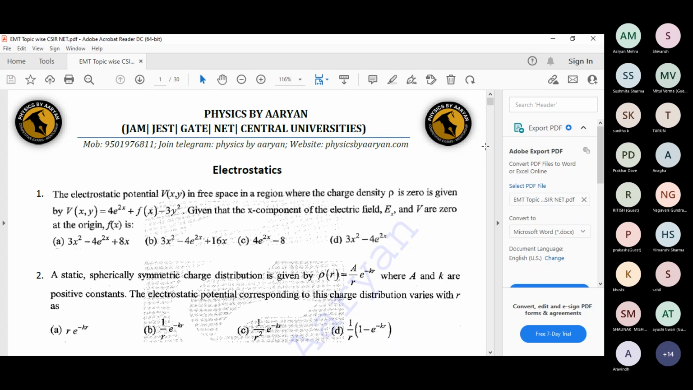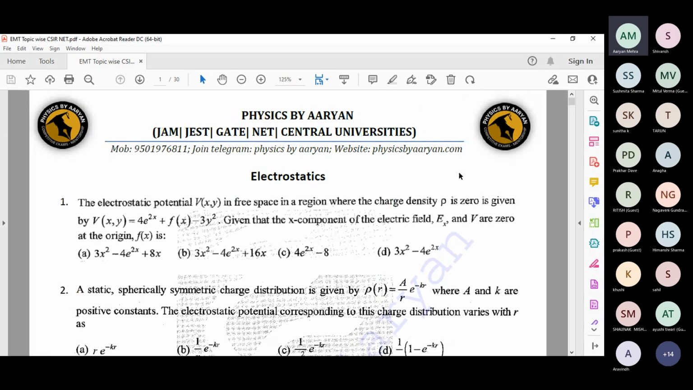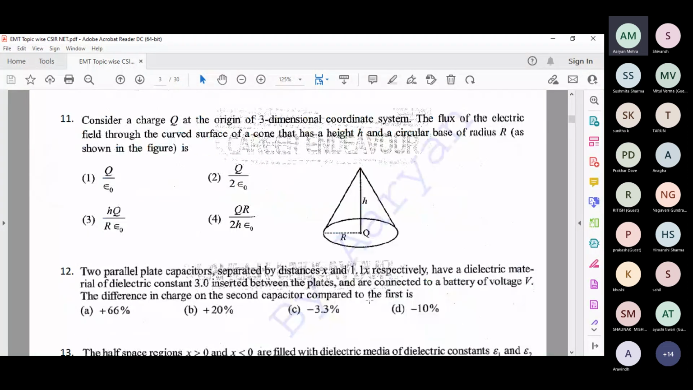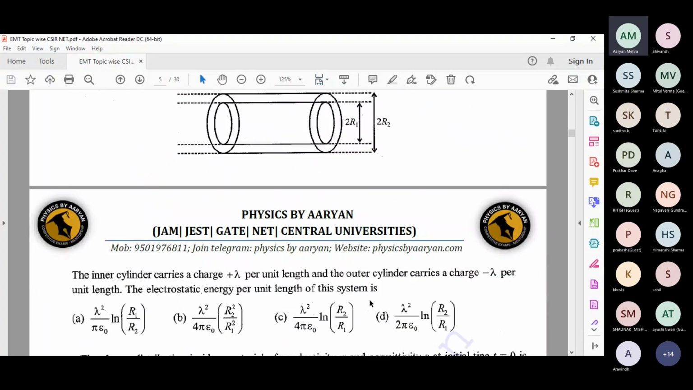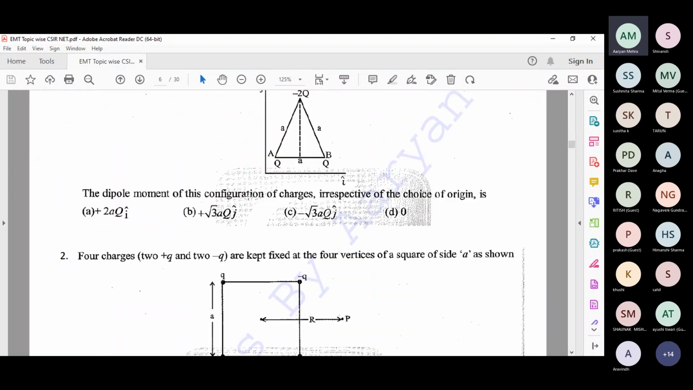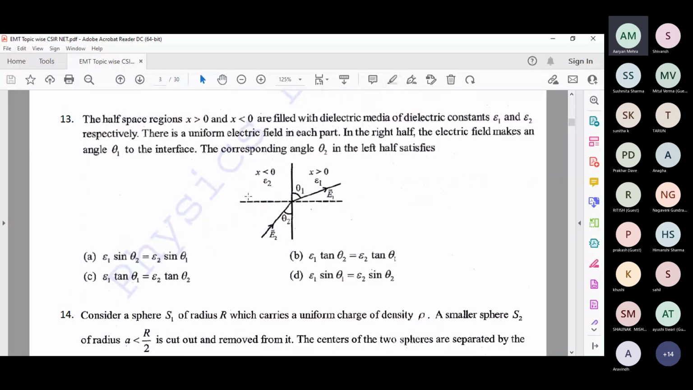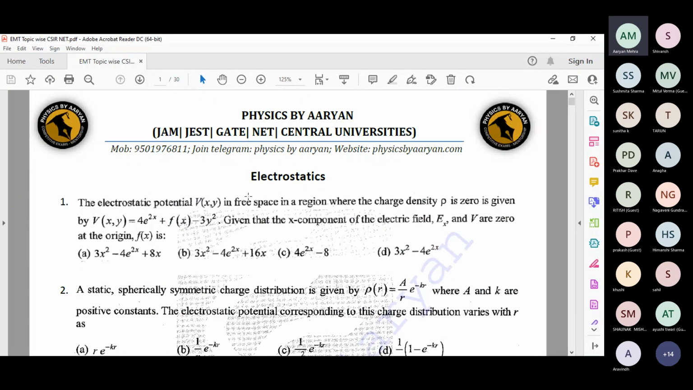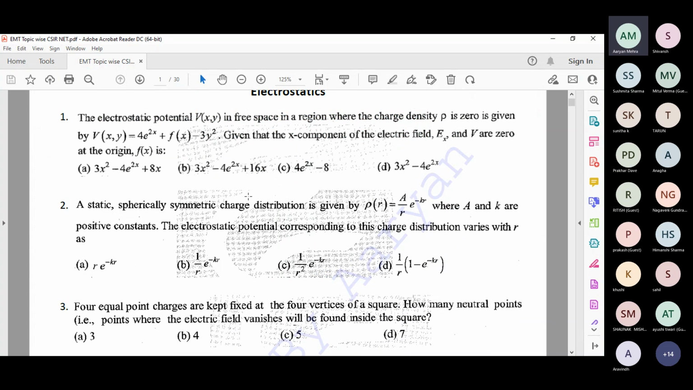So I have arranged, one of my interns, the people I have hired for internship, has done a very good job and arranged the questions of electrostatics, meaning the entire electromagnetism of the CSIR NET exam, topic wise. So this is electrostatics, this is special topics of electrostatics, all these questions. I will share this PDF in the group, and you need to solve question number two. Please mark it down. Question number two is directly related to the questions we have discussed today.